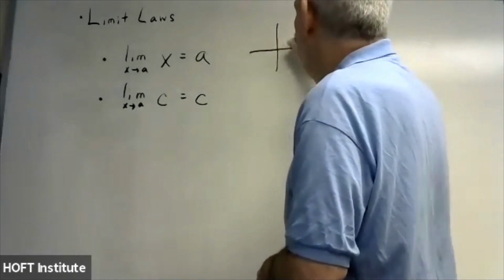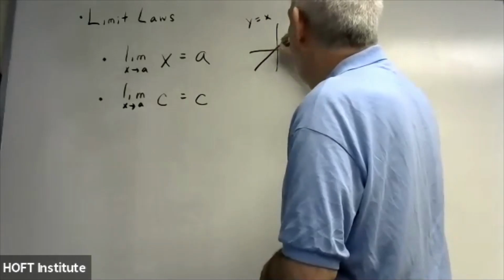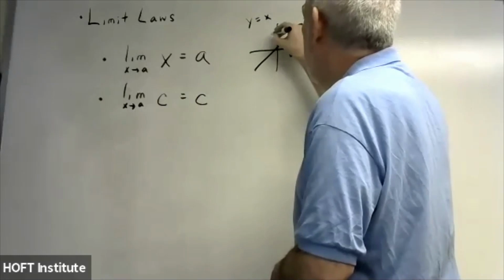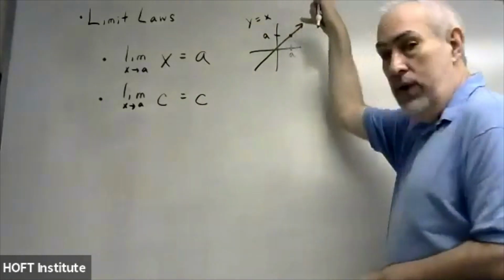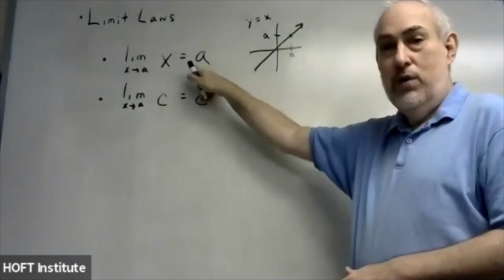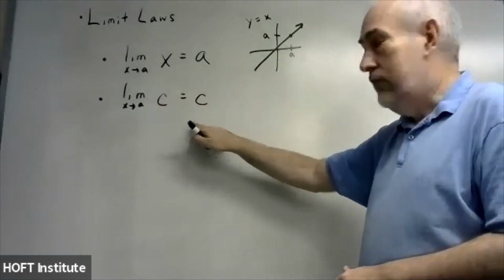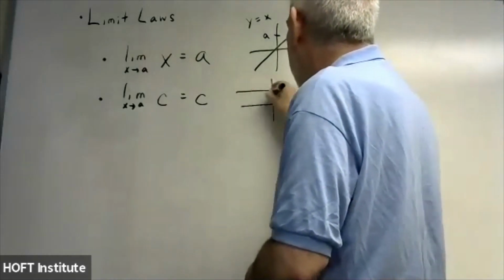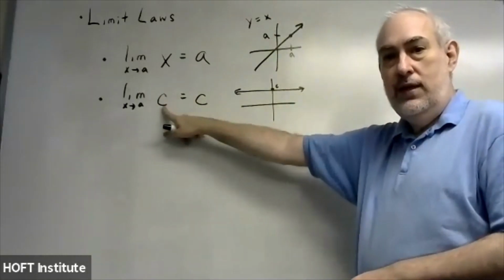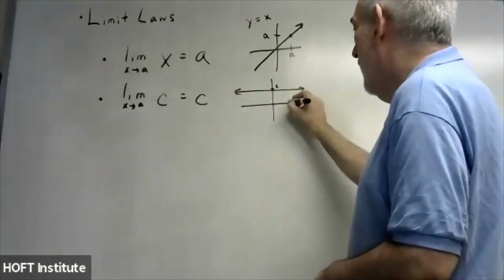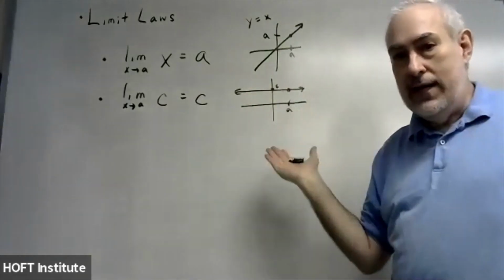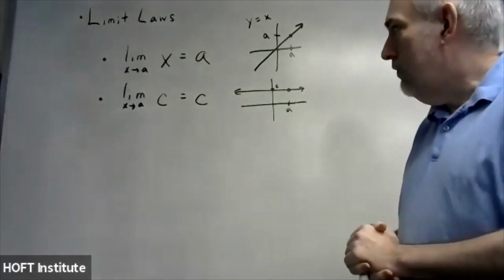Like if you look at the graph of y equals x, then if you pick any value a, there's this point (a, a). As x approaches a, y approaches a. So our function's approaching a. And this one would just be if you have a horizontal line at a height of c, so that's the function f of x equals c. Well, then no matter what value of a you're thinking of, the height of the function is going to be c because the height everywhere is c. Anyway, so that's these two laws.